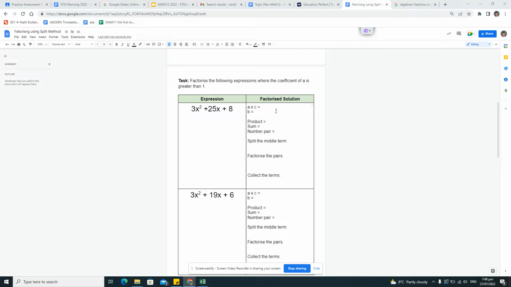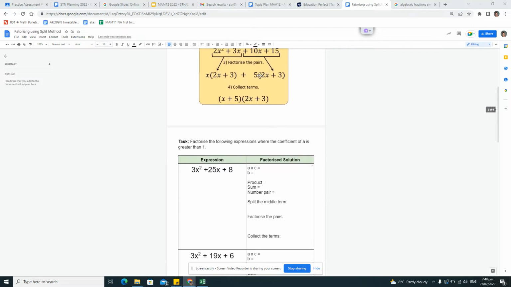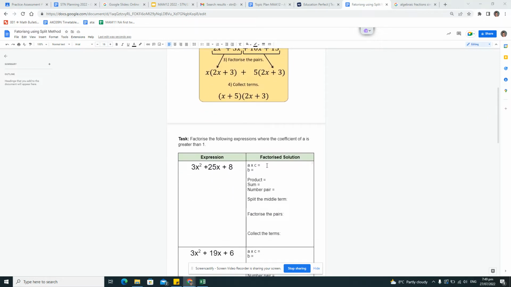Okay, so the method in which we do this is we need to first off multiply a and c, coefficient of a and coefficient of c together, and determine the coefficient of b. So just to recap, the number in front of the x squared term is a, the number in front of the x term is b, and then the number at the end is c. So first we need to multiply a and c, which in this case is 3 times 8, which gives us 24. And the b coefficient in this case is 25.